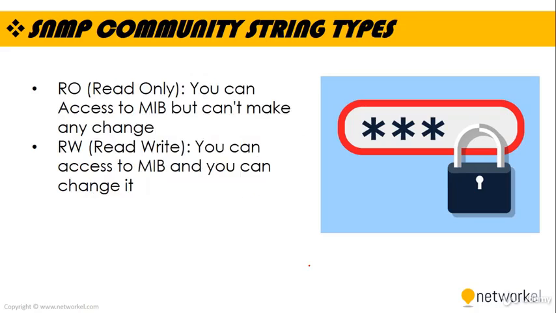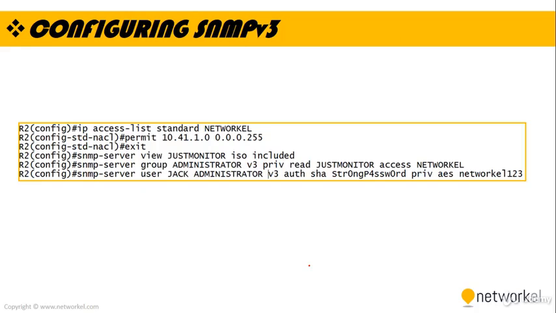And we have two types of SNMP community strings. The first one is read-only. That means you can access the MIB, but you cannot make any change. The second type is read-write. That means you can access and modify the MIB.